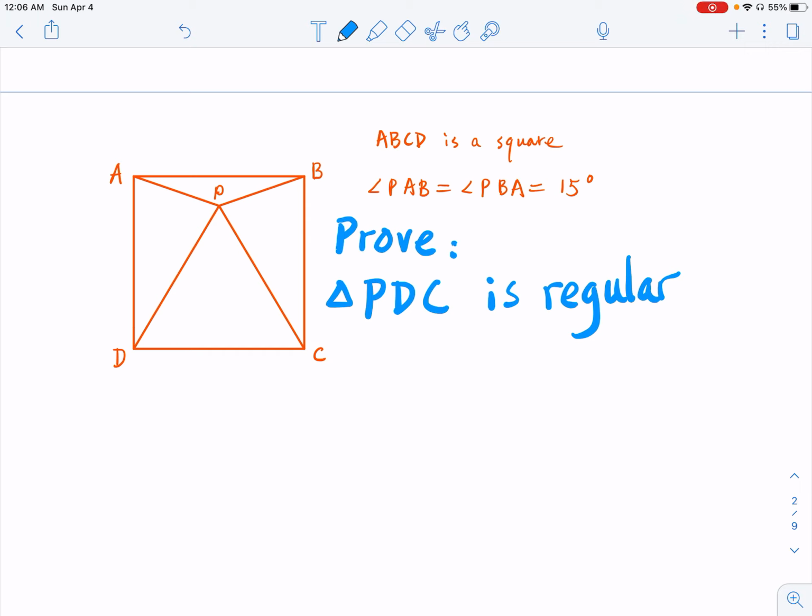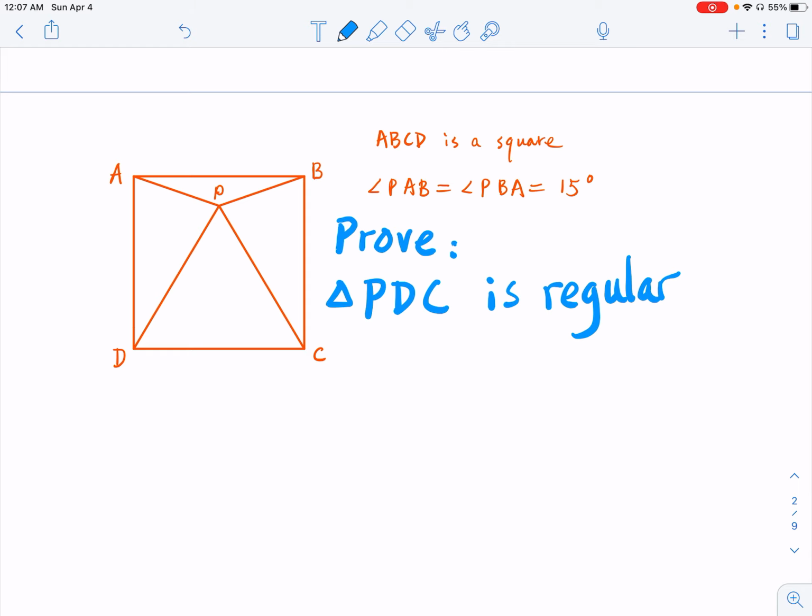Alright, we're going to look at the problem of proving, in this setup, ABCD is a square, and P is a point inside the square such that angle PAB equals 15 degrees, and angle PBA is also 15 degrees. We would like to prove that the triangle PDC is regular. In other words, all sides are equal to each other, all sides are congruent.